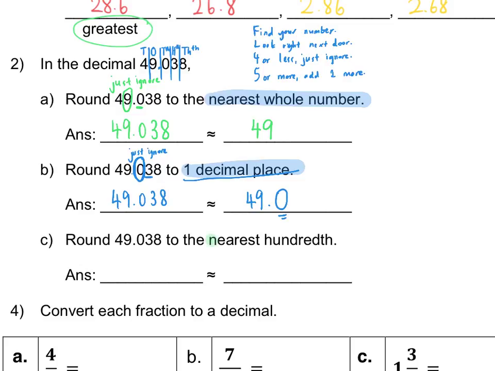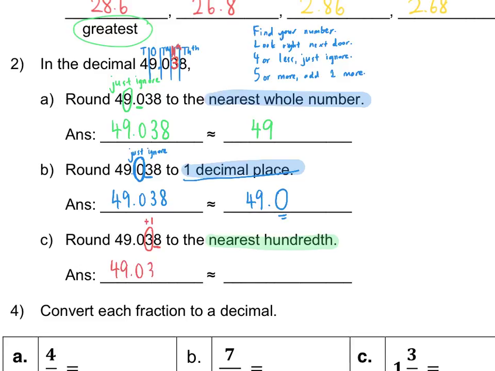Let's go on to part C. Round the decimal to the nearest hundredth. So same thing, we have to find which digit is in the hundredths place. The hundredths place is digit 3. So find your number, look right next door. 8 is 5 or more, so we add 1 more.